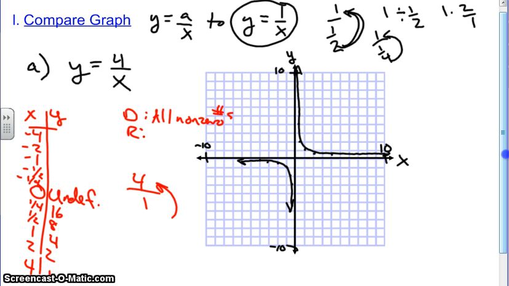Because that's all that's going on in this function, we can just take the opposites. If we plug in -4, we get -1. So the opposite of what we found with +4. So these are all opposites.